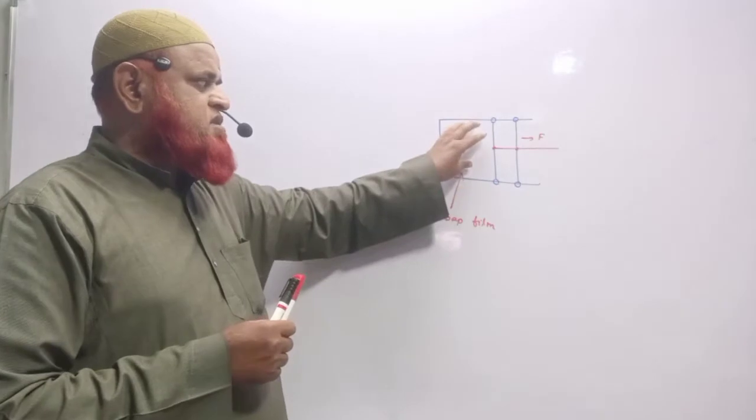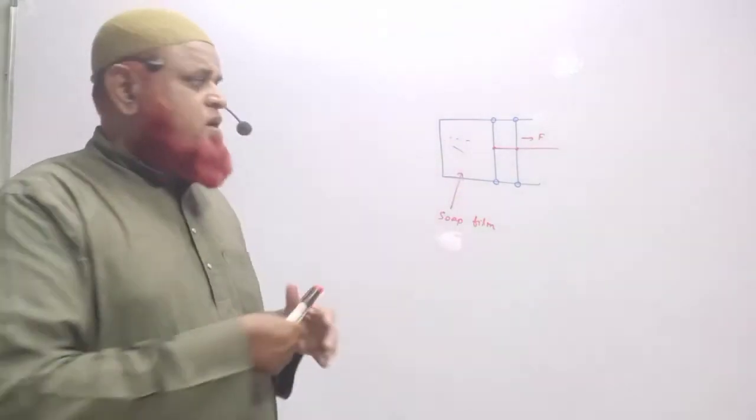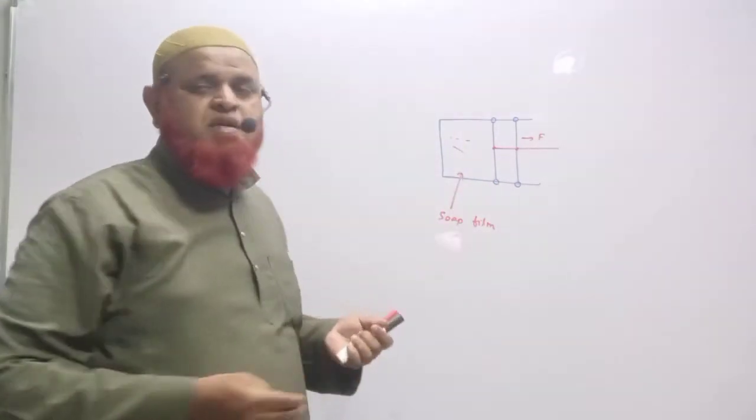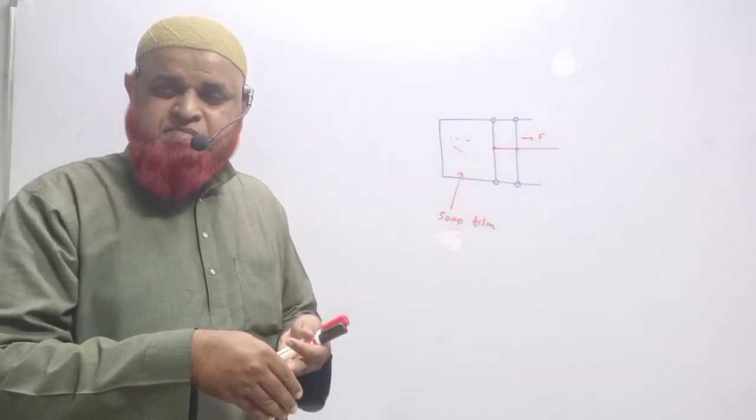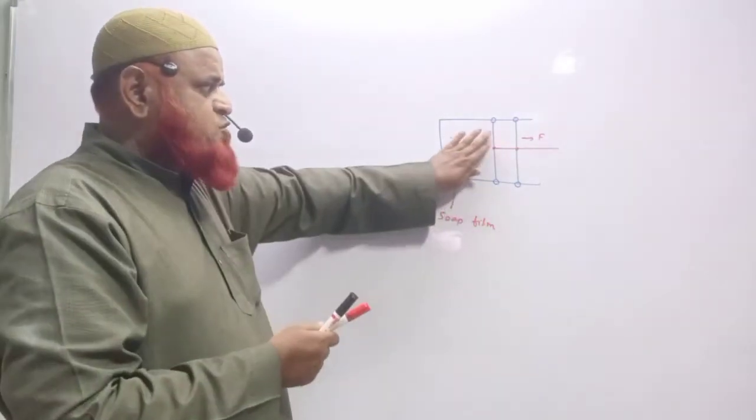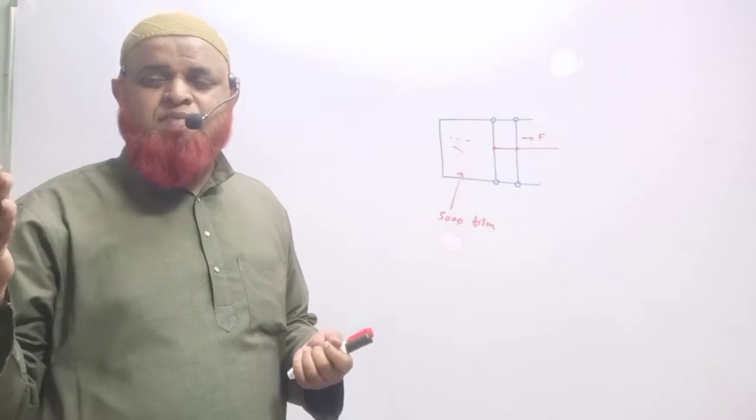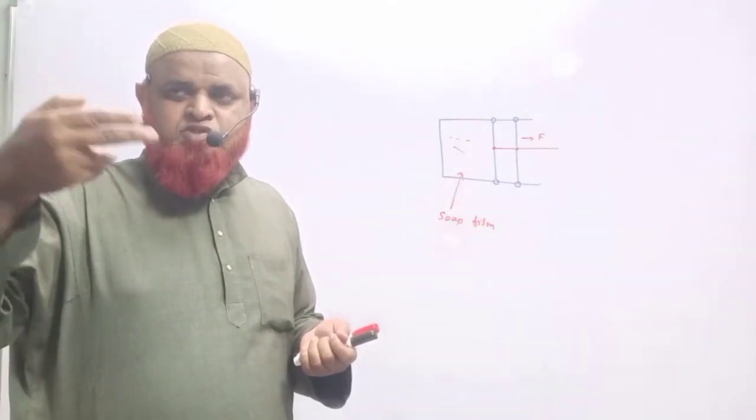And what is this? This is a soap film. You are immersing this rectangular shape in a soap solution. Then what happens? A soap film will stick. As the children are playing, they are taking some instrument like this shape.